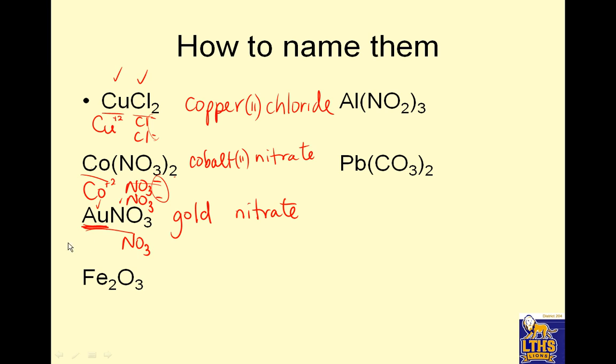I have 1 of the nitrate ions, 1 of the gold. What's the charge on the nitrate? Always a -1 because it's nitrate. So gold must be a +1, so I need a Roman numeral of 1 there.